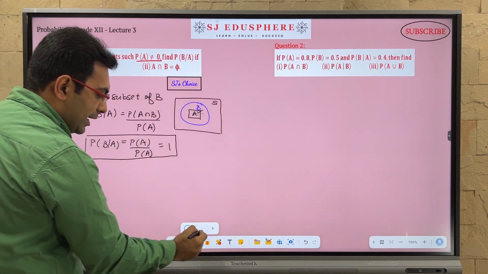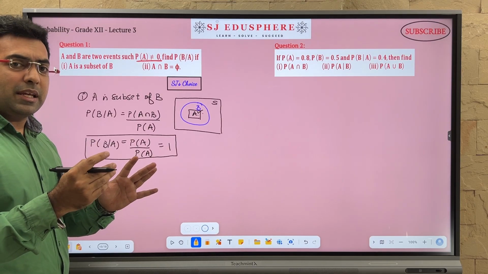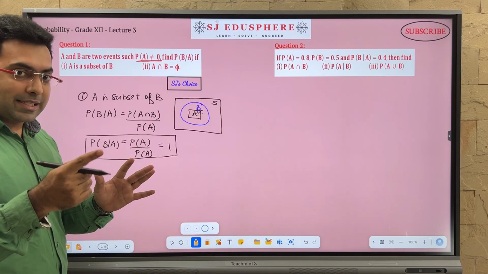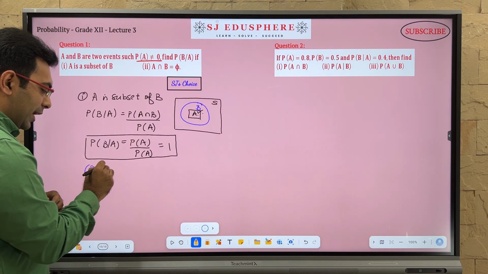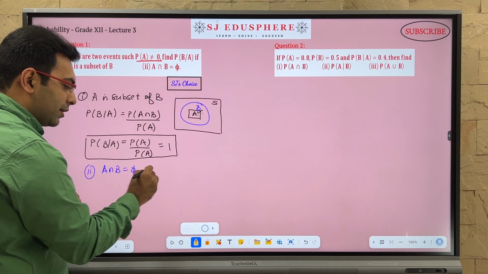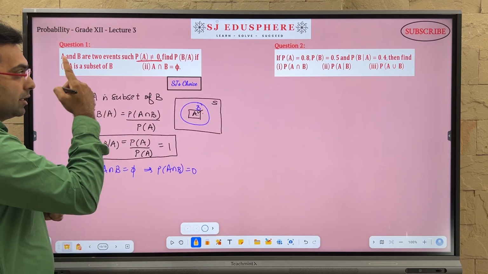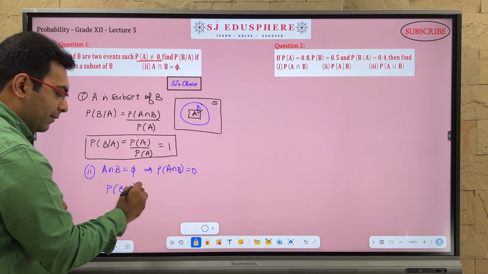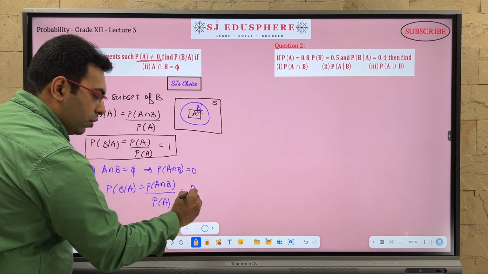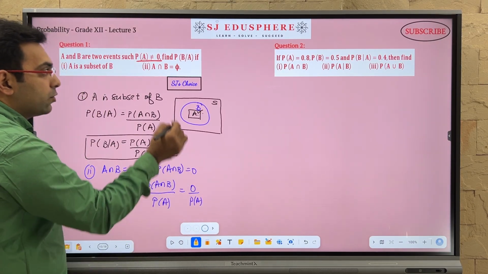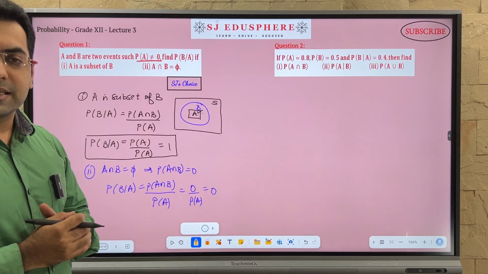Now, next part says A intersection B is a null set. Pause before I solve. A intersection B is a null set. When does this happen? This happens in mutually exclusive, which we just put up on the screen. So, when I am saying A intersection B is a null set, I know probability A intersection B will be 0, and hence probability of B given A, which is A intersection B upon A, is 0 upon any number which is defined to you as not taking 0. Your answer here is 0. So a good concept testing sum.